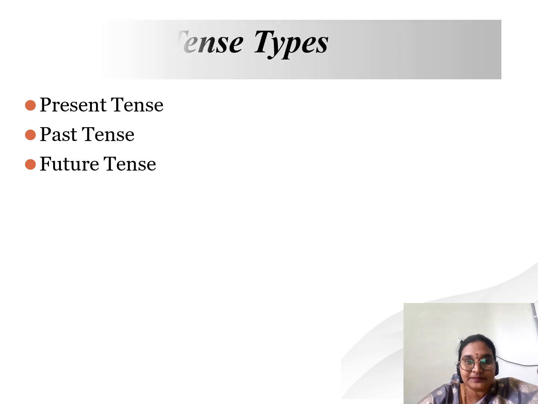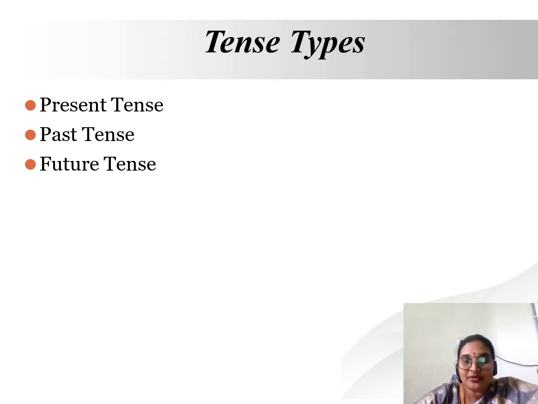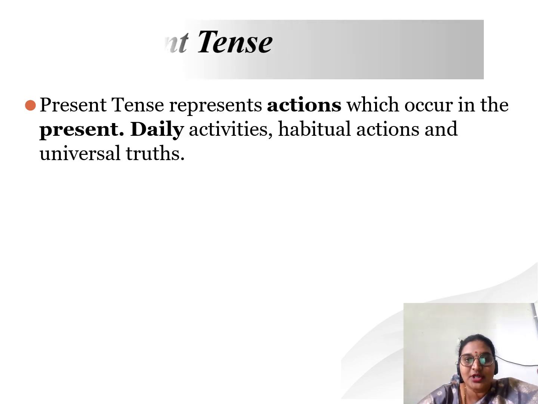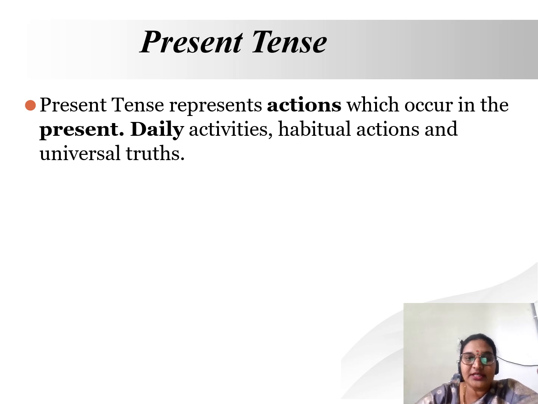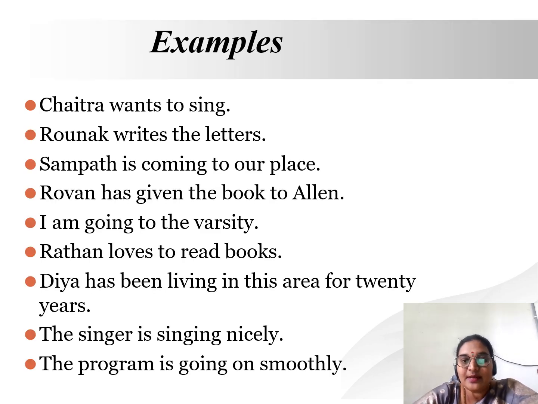As we have mentioned earlier, we have three different types of tenses: present tense, past tense, and future tense. The present tense represents the actions which we do regularly, or which we want to mention for actions which are universal truths or day-to-day habits or habitual actions. These examples represent the present tense.